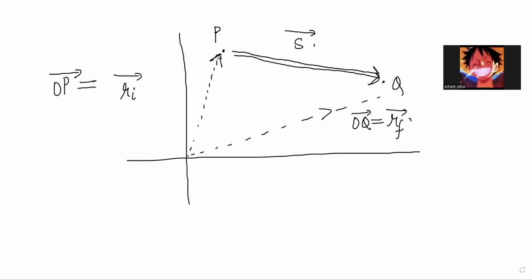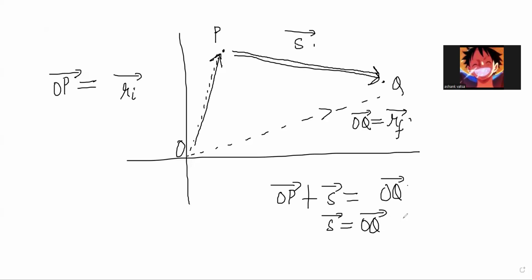You don't know how to add vectors. Sir, I do. What is the vector sum of OP plus S? OQ. So OP plus S is coming as OQ. I got it. It is obvious that S is OQ minus OP. Yes, sir. By vector addition triangle law. Therefore, the displacement vector can be written as final position vector minus initial position vector.